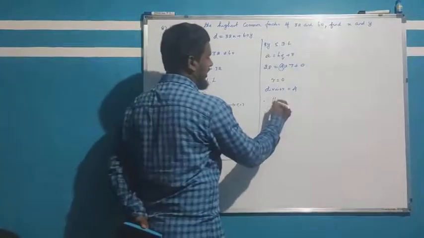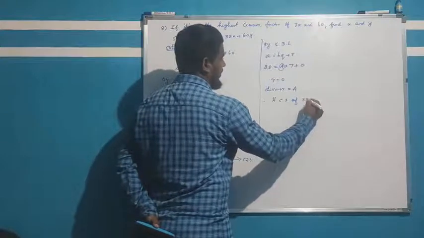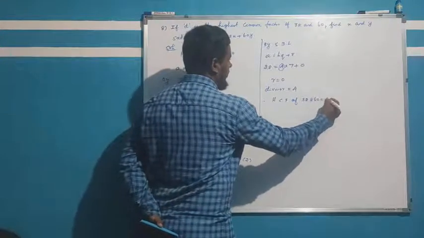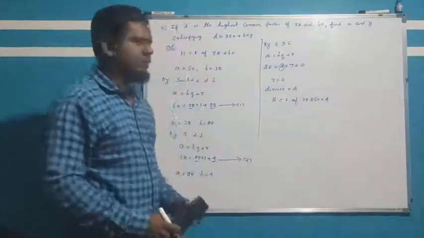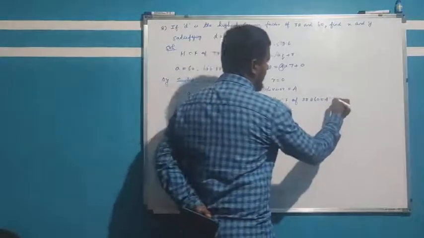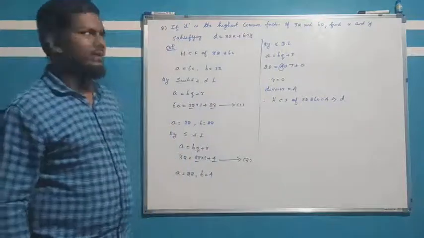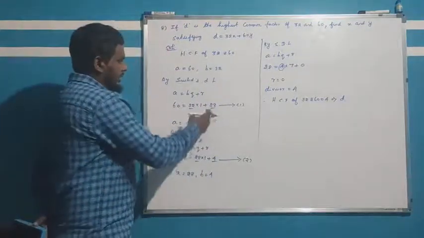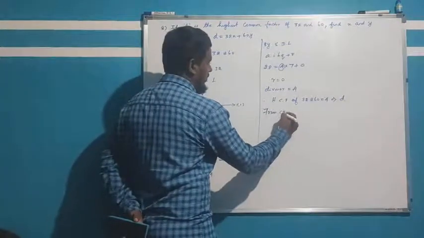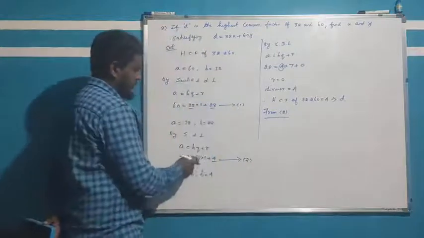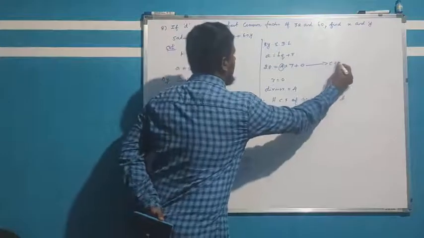Therefore the HCF of 32 and 60 is 4. Then what is the D value? The divisor. So from equation 2, we consider this equation number 3.